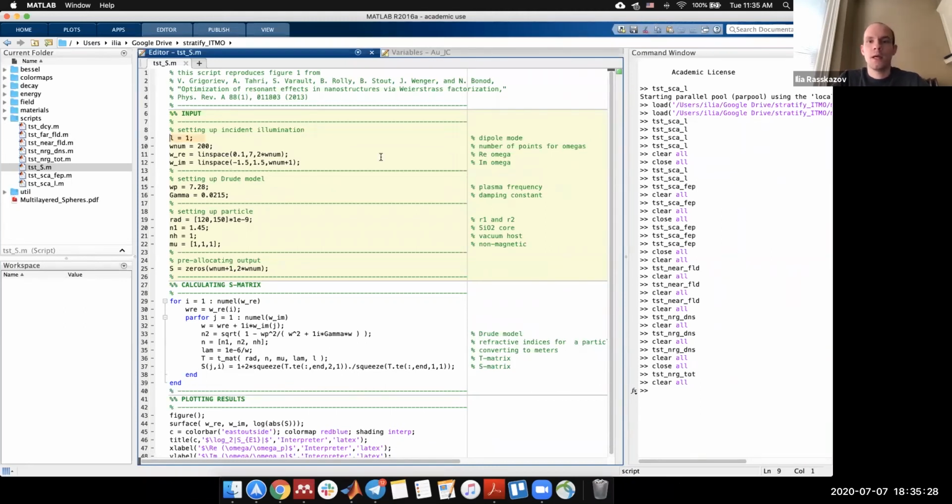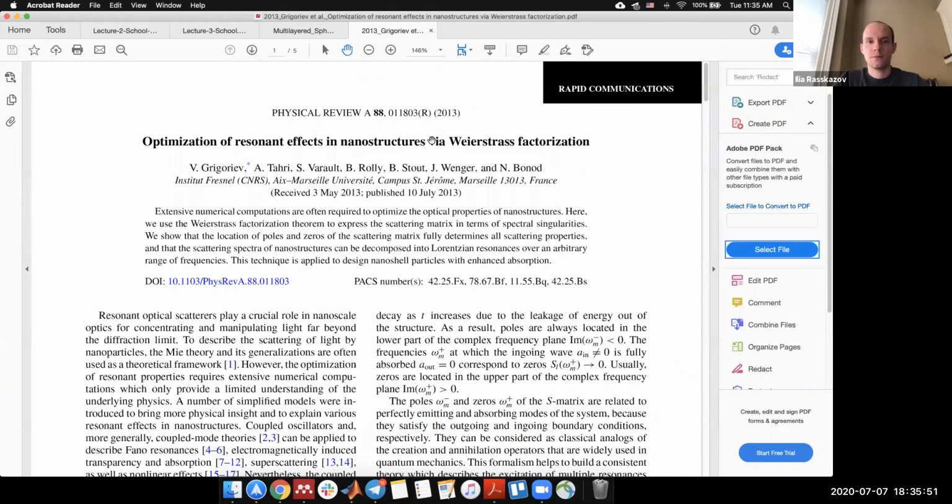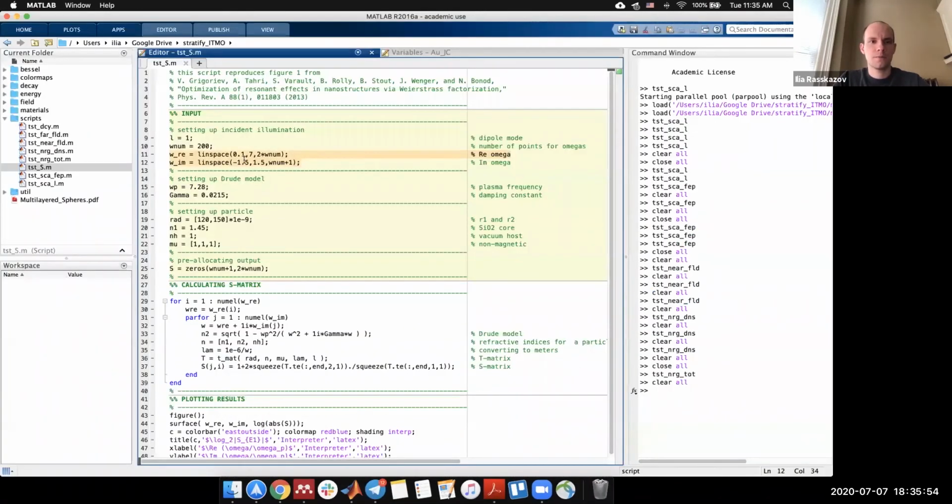So here I will work, instead of lambdas, in omegas, in frequency domain space. And for omegas, I need to set up the real part of the omega and imaginary part of the omega. And these values are just picked to reproduce again this figure, something like this, in this region, in this range. And also I just set up some points for these regions.